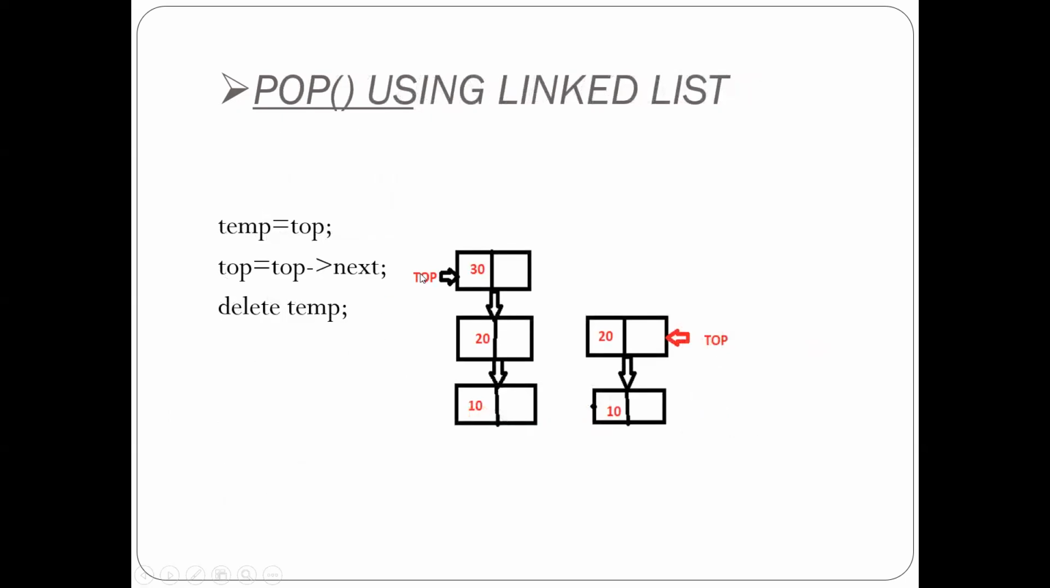Similarly, pop. Whenever you want to delete any value from the stack using the linked list, first shift this top pointer from this position to the next position, and make this node a free node and delete that node. So the same thing I'm doing here. I'm taking a temporary pointer and initializing it to the top, that means to this 30. Top is equal to top next, that means top will point to the 20, and delete this node simply. So this is pop using the linked list.